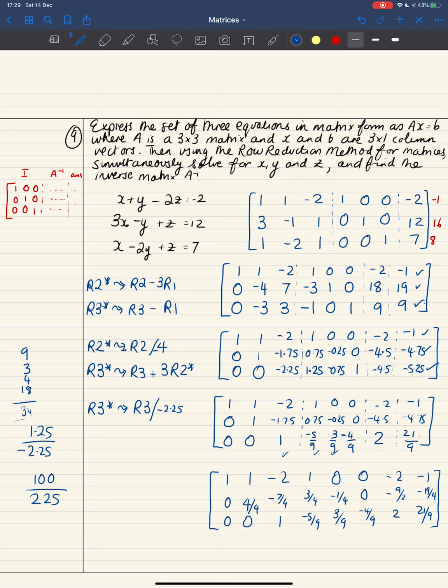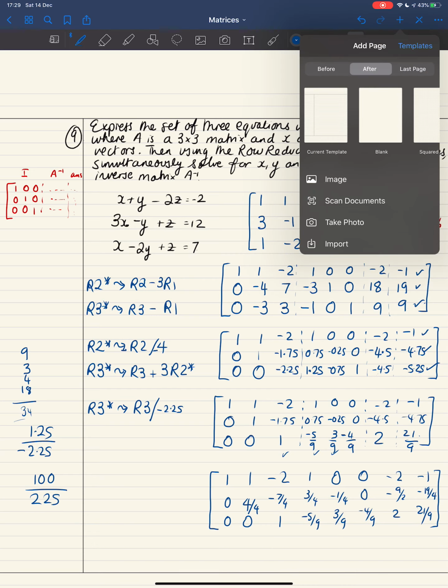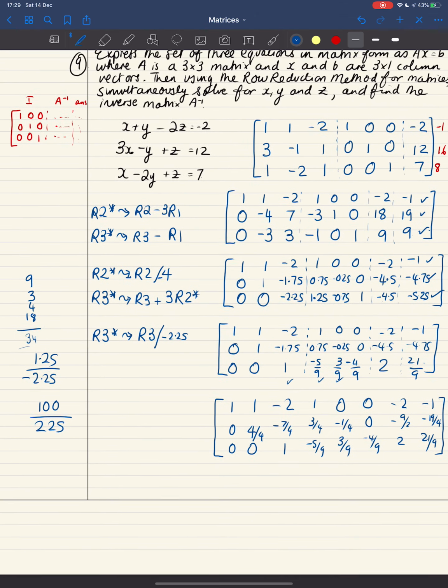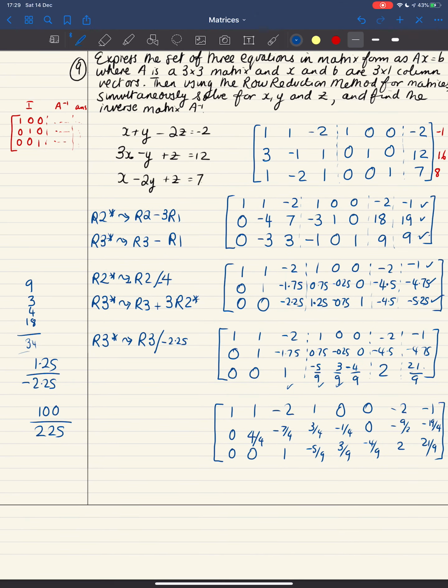Right, next page. Let's insert another page. Keep going. Actually, it's a little bit spaced at the bottom. Right, so row 2 star now becomes the old row 2 plus 7/4 times row 3. And that's going to give us a 0 there. So I'll probably do row 1 in a minute, so let's just leave this one. Row 3 is going to stay as it is.